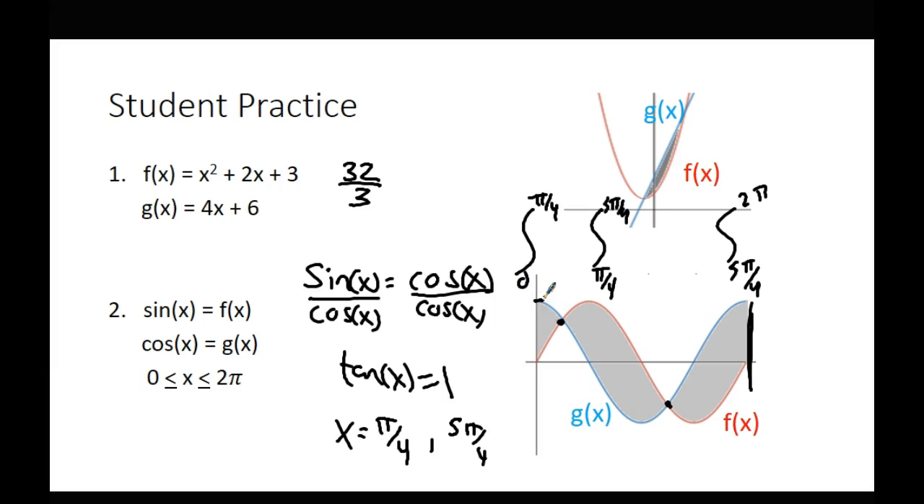Okay? You also have to kind of be aware of which one's on top. Which one is the blue one, you guys? Is that sine or cosine? True, it's the cosine, right? So the first one's cosine minus sine. The next one's sine minus cosine. The other one's cosine minus sine. So there you guys have it.